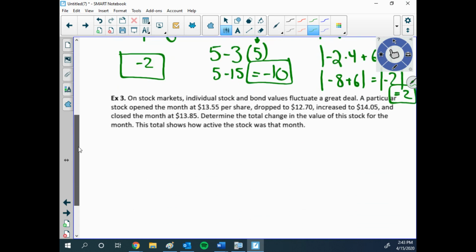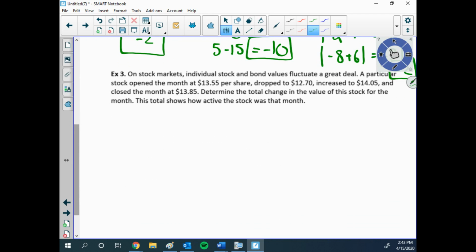Just one problem-solving question here for us to look at, and then I'll get you to go check out some homework. It says, on stock markets, individual stocks and bonds fluctuate a great deal. A particular stock opened the month at $13.55 per share. It dropped to $12.70, and then it increased to $15.05, and then it closed the month at $13.85. Determine the total change of the value of the stock over the month, and this shows how active or inactive a stock was.